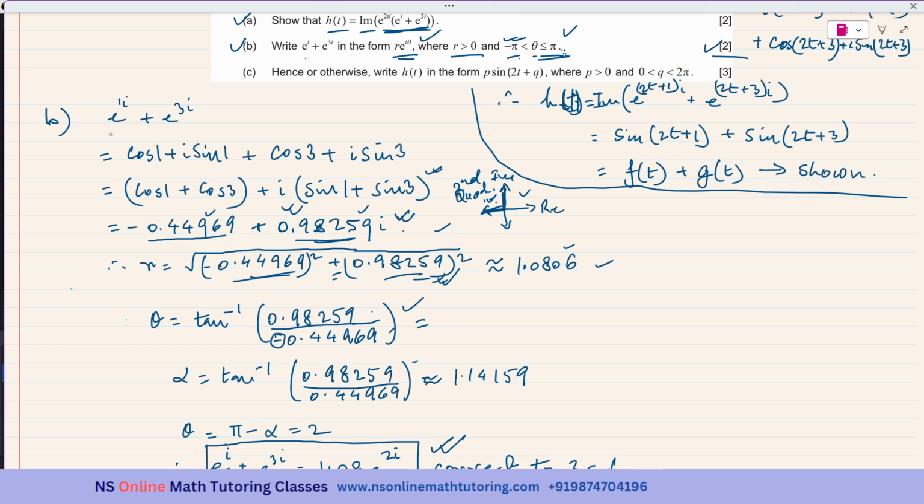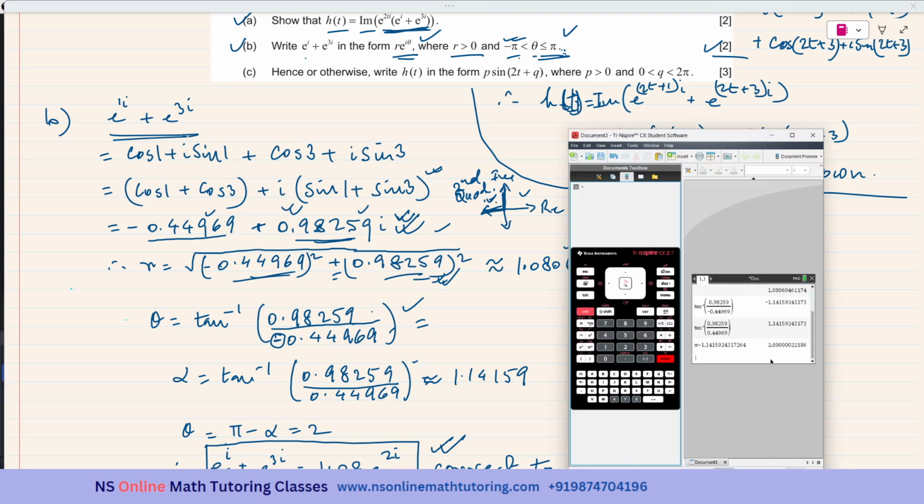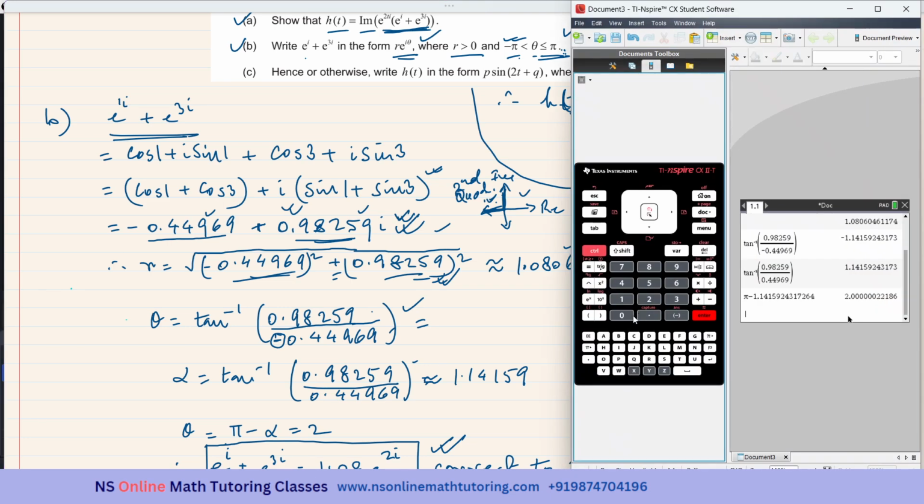You can also get it directly from here. If you take e to the power of i plus e to the power of 3i, the calculator will be giving you this step. Let us see how it gives you. You will just enter it and get the answer. It is that simple.